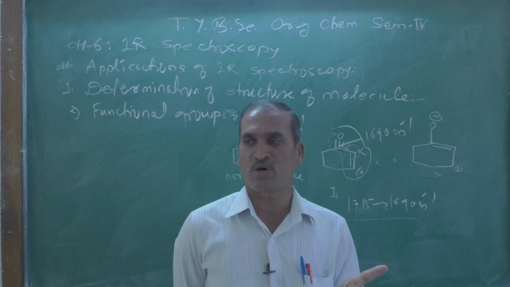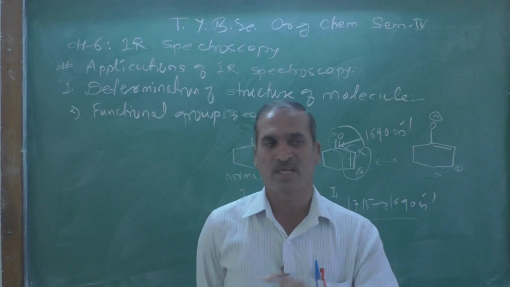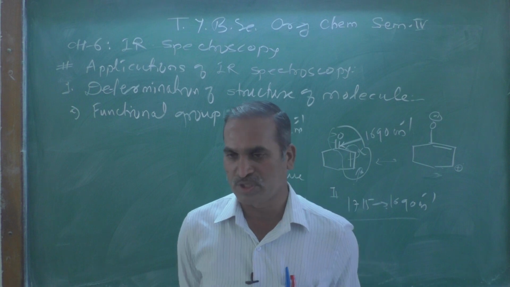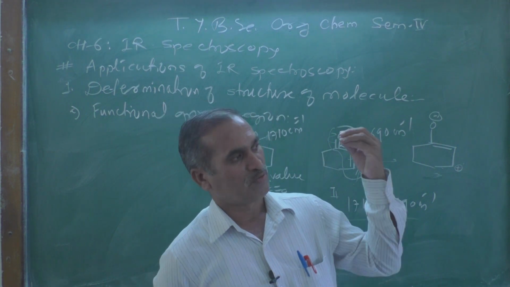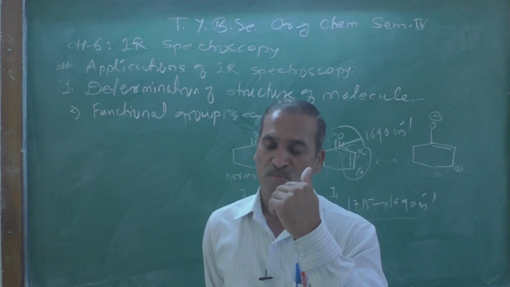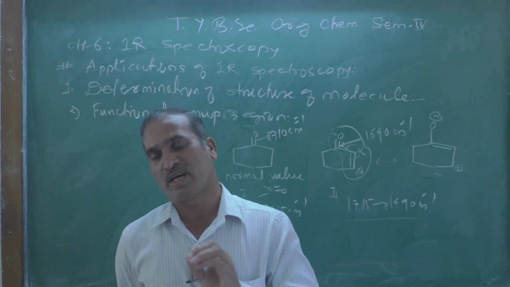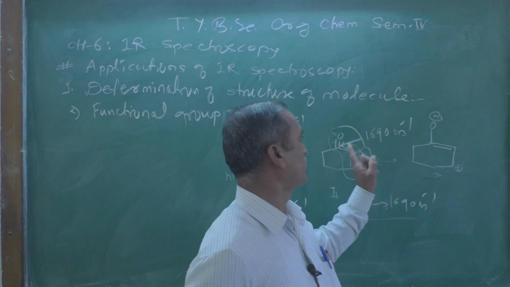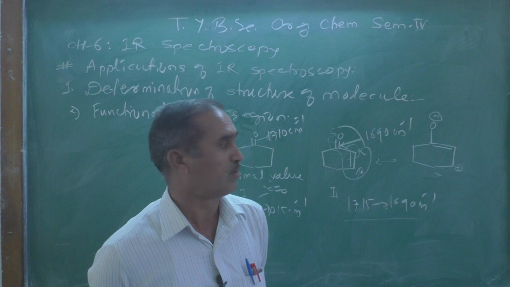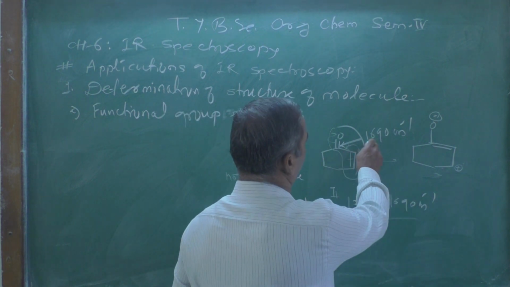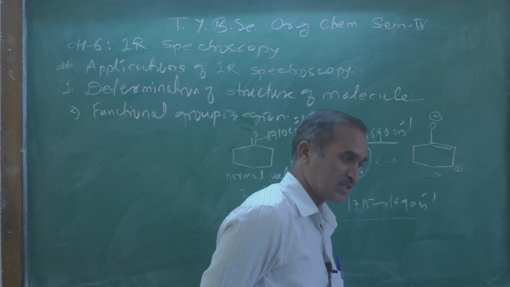Because force constant and frequency are directly proportional to each other, if the frequency increases, the force constant also increases, and the bond strength also increases. That's the reason why for this alpha beta unsaturated carbonyl compound, the peak appears around 1619 per centimeter.